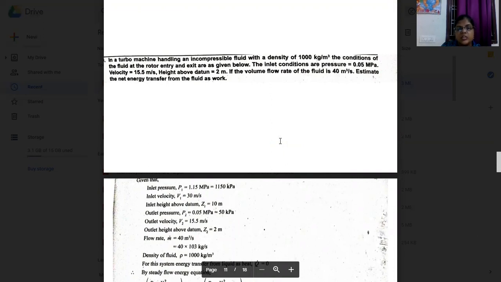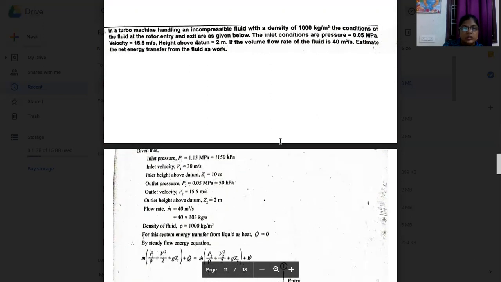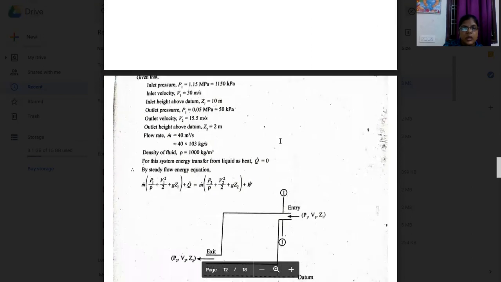The inlet conditions are: pressure is equal to 0.05 megapascal, velocity is equal to 15.5 meter per second, height above datum is equal to 2 meter. If the volume flow rate of the fluid is 40 meter cube per second, estimate the net energy transfer from the fluid. So this is our data. Inlet pressure P1 is equal to 1.15 megapascal.